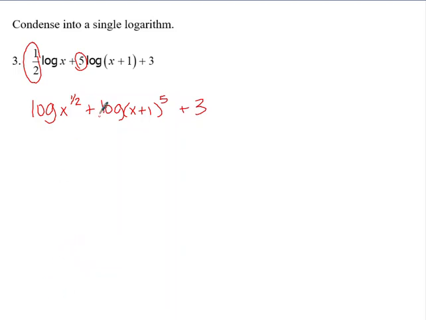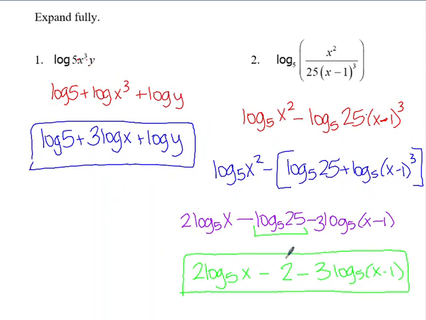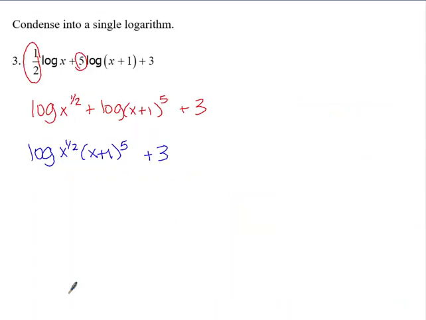Now, since we are adding these two logarithms, we can use our product property and rewrite that as multiplication. Now, before we continue, let's take a look at this 3. Similarly to how we were able to evaluate this logarithm and just write it as 2, we can go backwards and rewrite this 3 as a common log so that we can combine it with the rest of the expression.